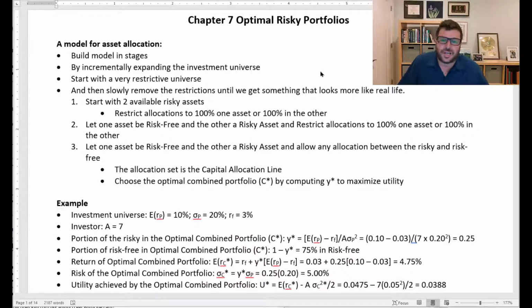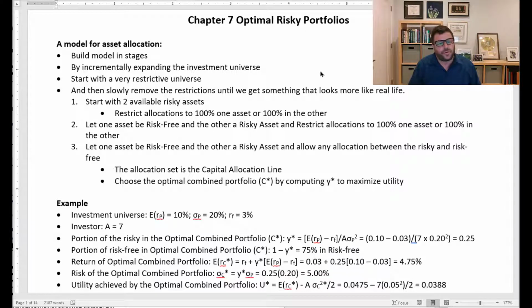Chapter 7 is optimal risky portfolios. So what we're doing is we're building a model for asset allocation. We're going to build a model in stages by incrementally expanding the investment universe, starting with a very strict universe, and then slowly remove the restrictions until we get something that looks more like real life. And the whole idea is to come up with some way to figure out how we allocate wealth into investable assets, how we build a portfolio.